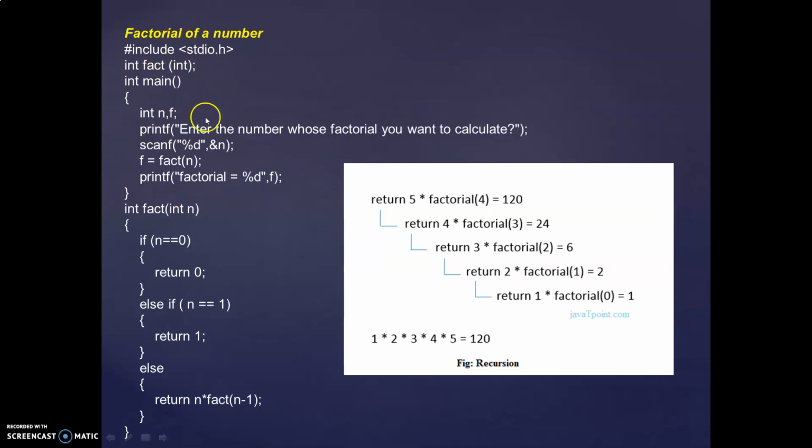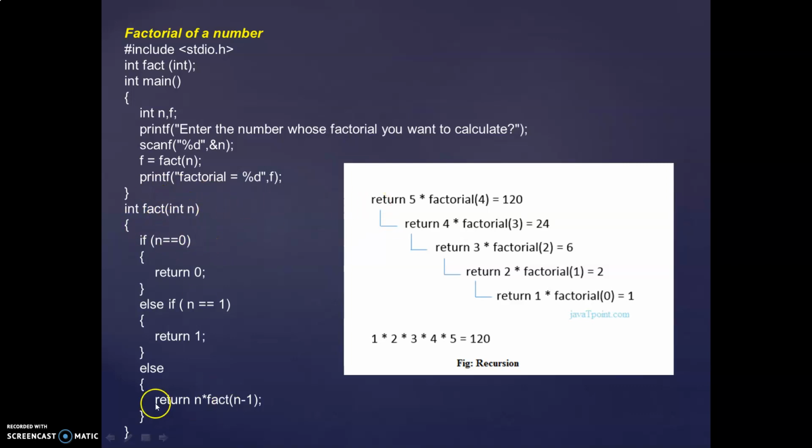Inside the main function I have declared two variables, n and f. I am taking the value of n. n is the number whose factorial I want to find. So here I am taking 5. When I call fact, it goes directly to this function fact, and n is the number. So suppose I am calling fact with 5. The factorial will be done on 5.